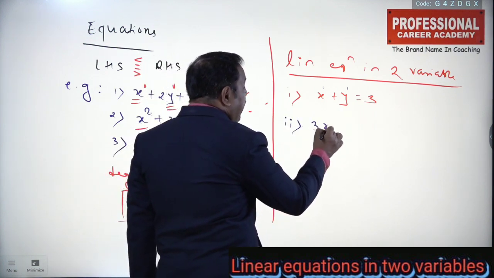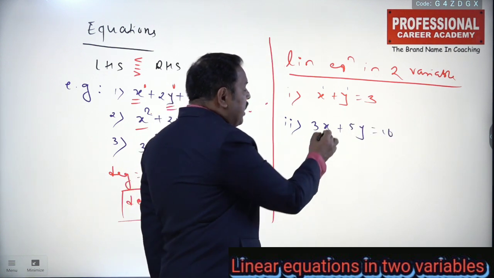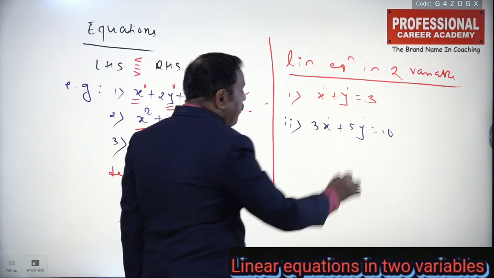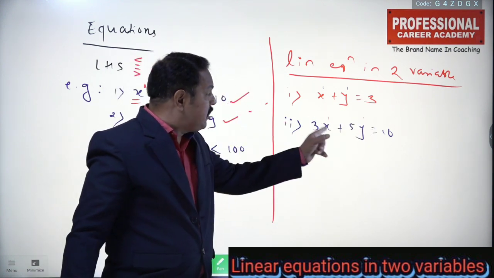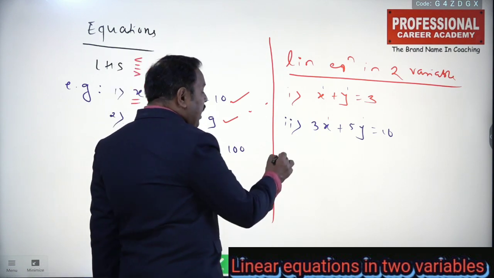Now another example. For example, 3x plus 5y is equal to 10. How many variables are there? 2 variables. And what is the degree? Again here, the degree is 1. Okay, so degree is 1 means this is also a linear equation in 2 variables. Is it clear?